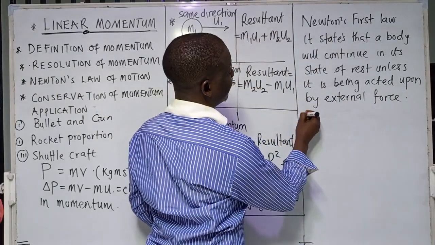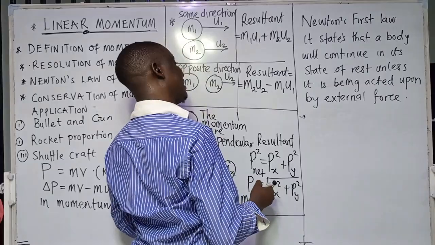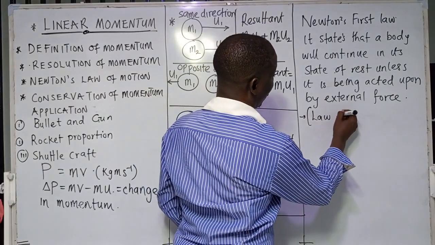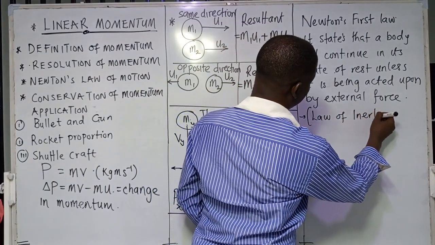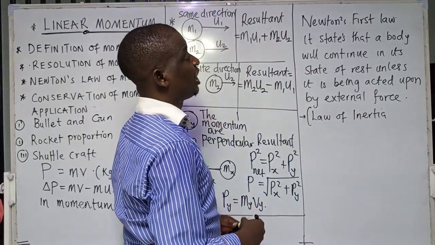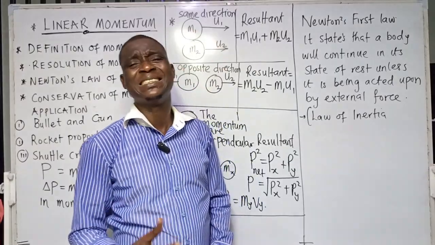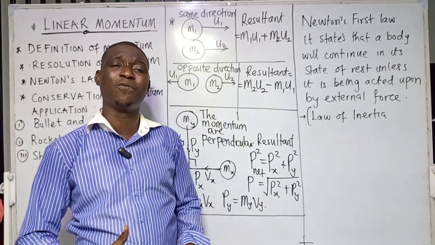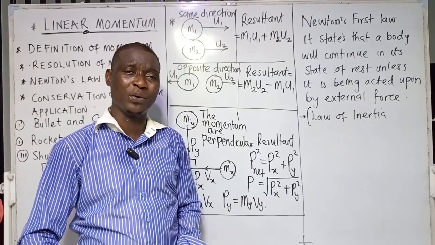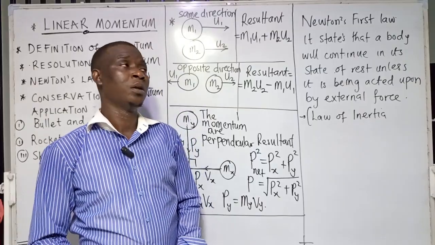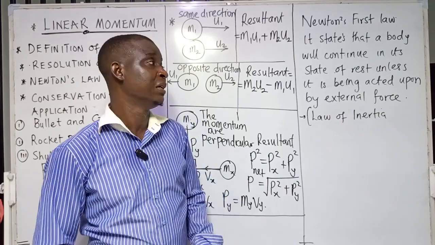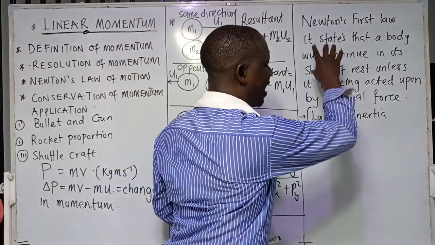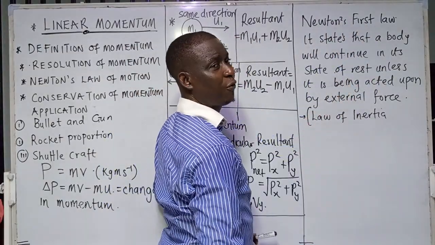Now, I told you that this law, Newton's law, is also called the law of inertia. Because what is inertia? Inertia is the tendency of a body in motion to stop moving, or the tendency of a body that has stopped moving to continue in motion, to start moving.